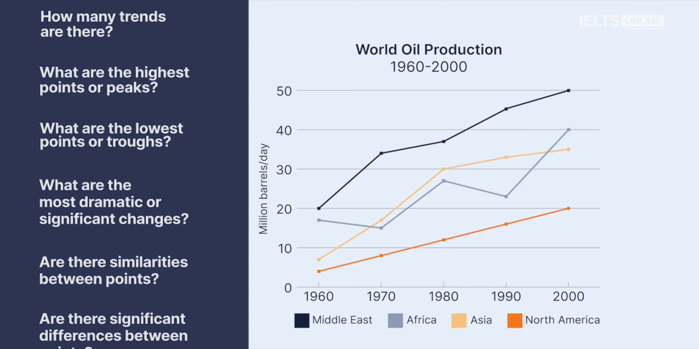For this graph, some examples of main points are: African production fluctuates between 15 million and 40 million barrels per day. Middle Eastern production is the highest with a peak of around 50 million barrels per day. In this case, the response will mention all 4 trend lines because there are only 4 regions. However, if there are a large number of trend lines, it is not necessary to mention them all, and you need to be more selective.